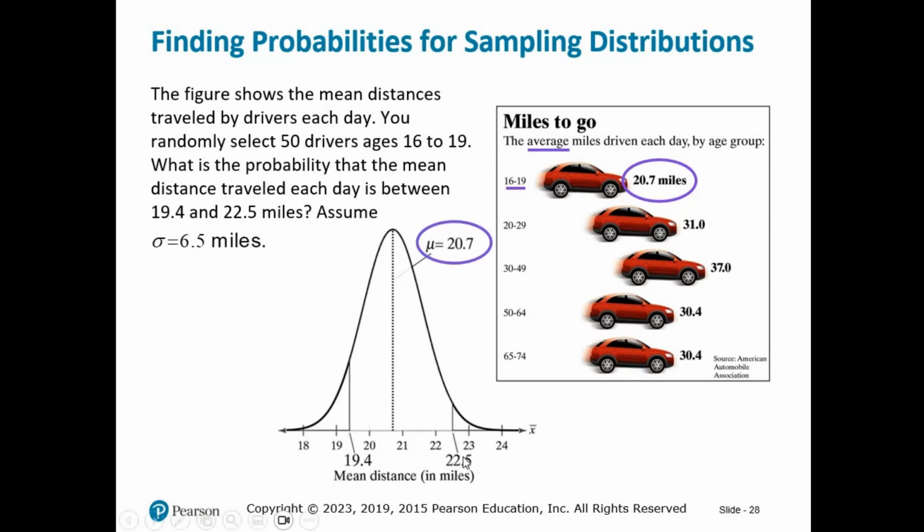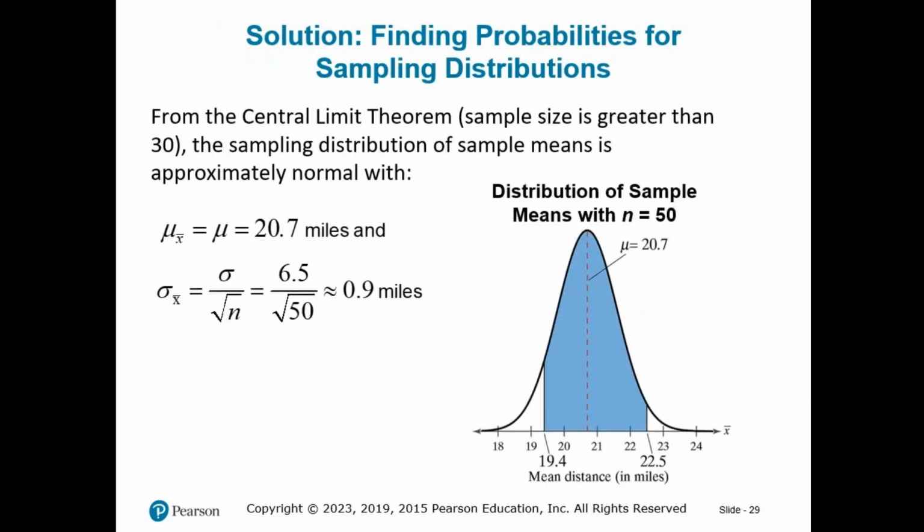We also know that the standard error of the mean, sigma sub x bar, is going to be equal to sigma divided by the square root of n. Well, sigma is 6.5 and our sample size is 50. So divide 6.5 by the square root of 50 and get about 0.9 miles, which is our sample standard deviation. Now that we have these values, we can work on standardizing this graph. First, we need to find the z-scores for these values using the information we just calculated.